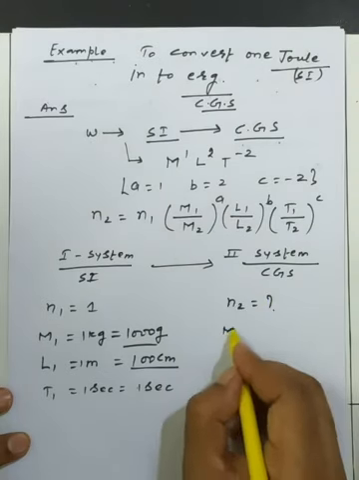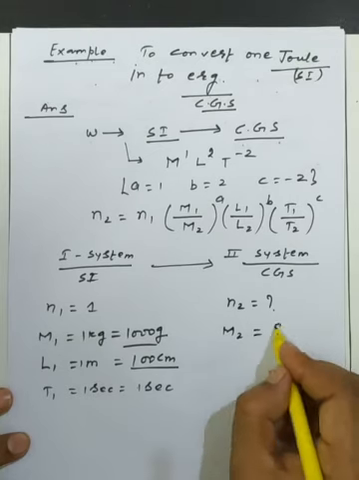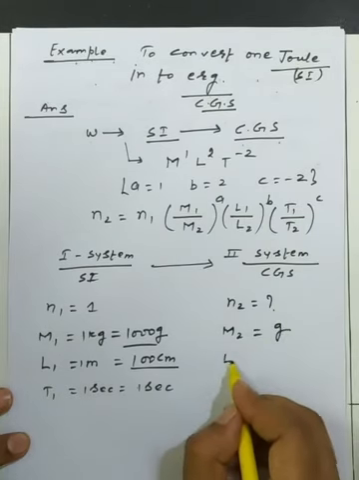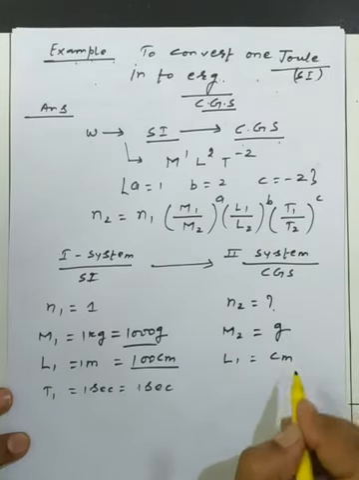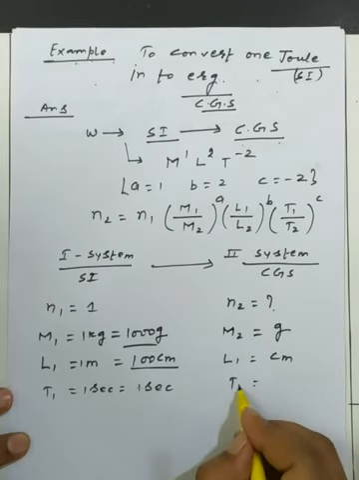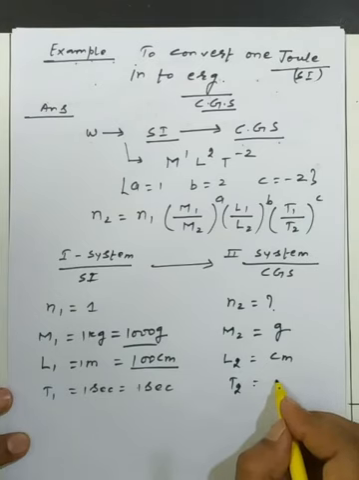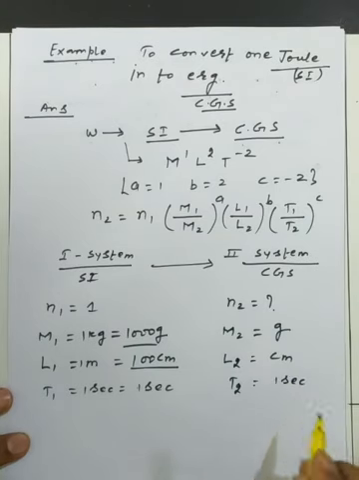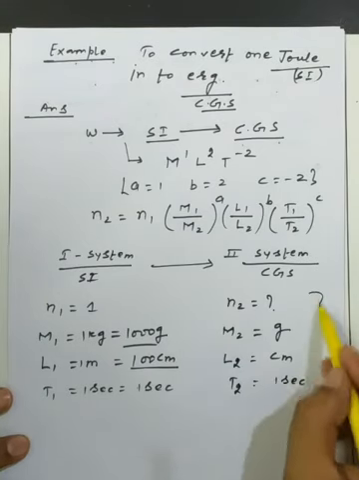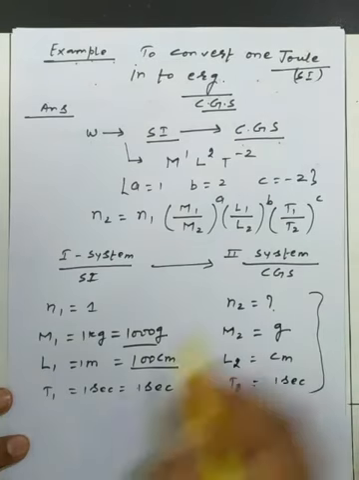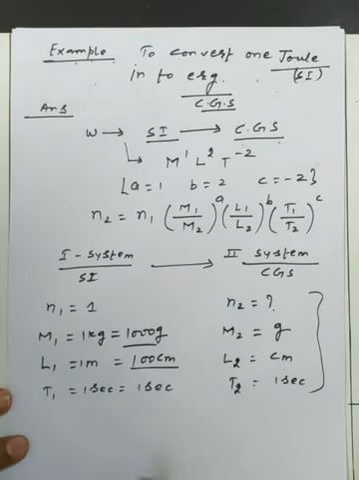Now what will be M2? M2 will be in gram. L2 will be in centimeter, and T2 will be 1 second. Now we are just using all the parameters in the formula.